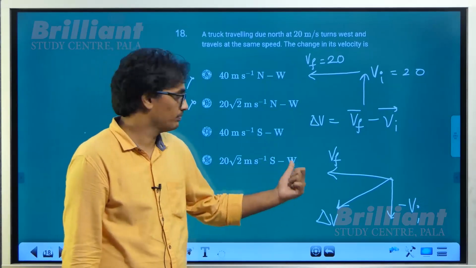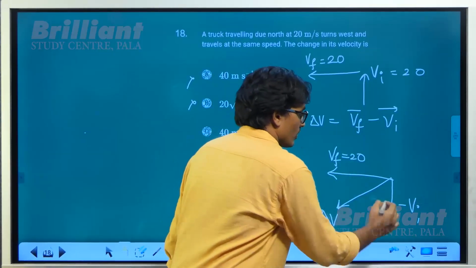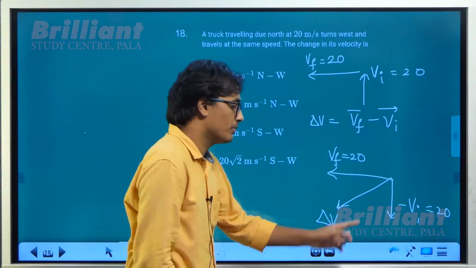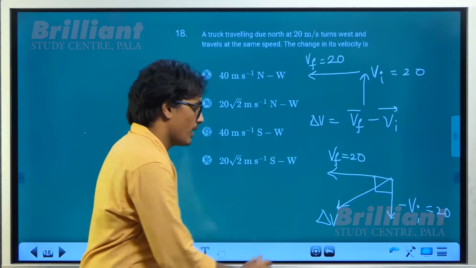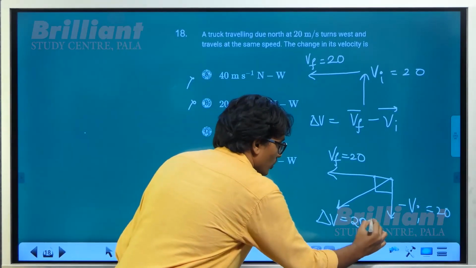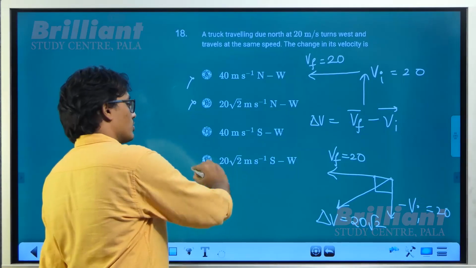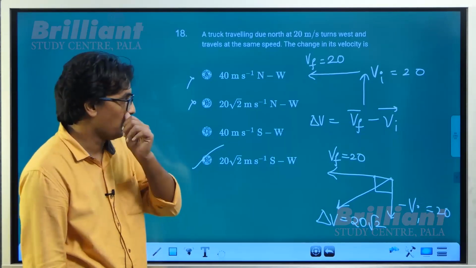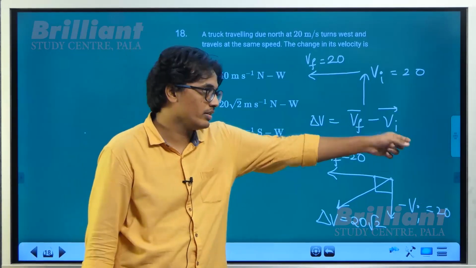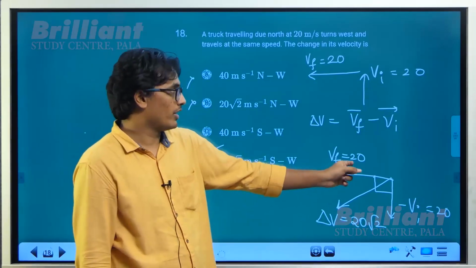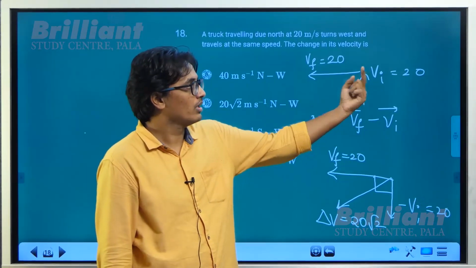Now we need the magnitude. This is 20, this is 20, and the angle between them is 90, so the magnitude will be 20 root 2. So 20 root 2 southwest. Delta V is final velocity minus initial velocity. So this is the final velocity, and for the initial velocity, reverse this one.